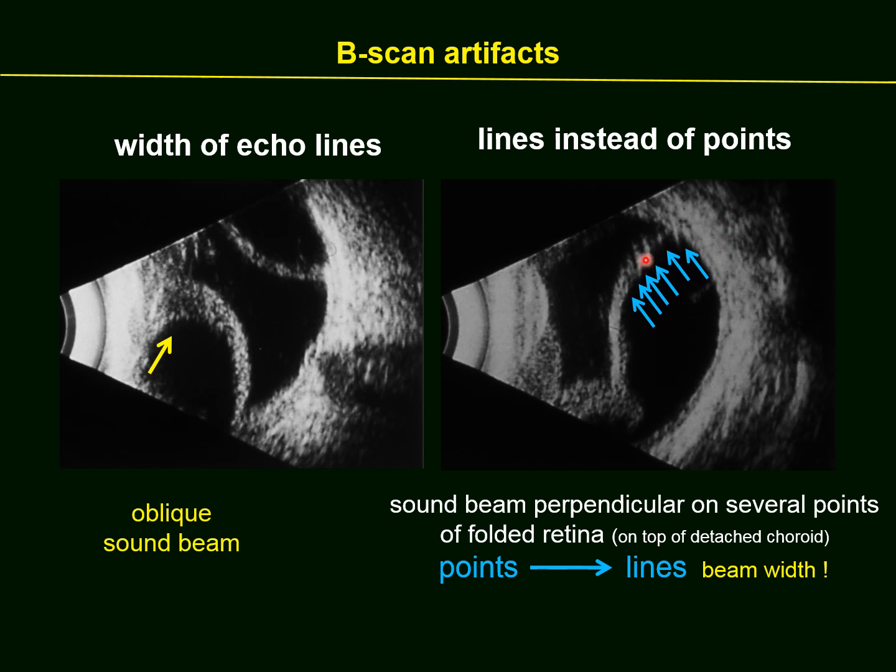Also, an artifact of different kind, we see here long lines. They come from one point of the retina hit by the beam perpendicularly. But since the beam is wide in that area, this signal is shown as a line rather than a point.